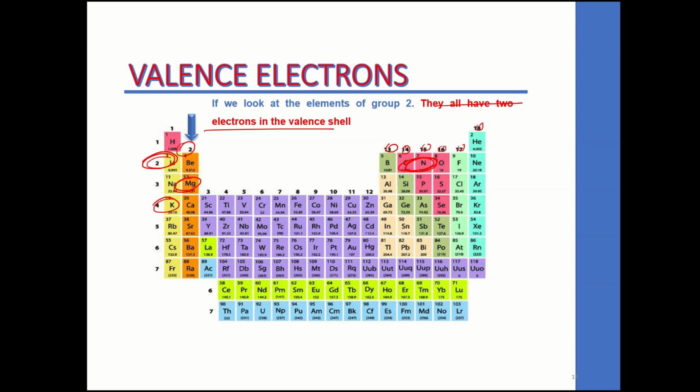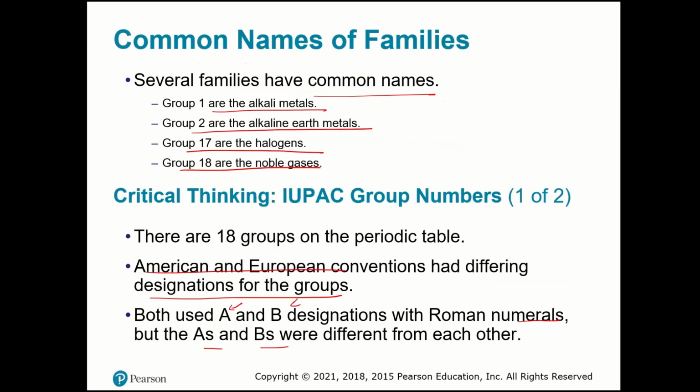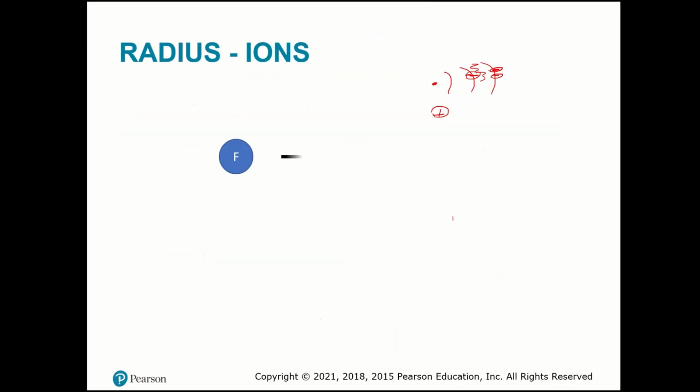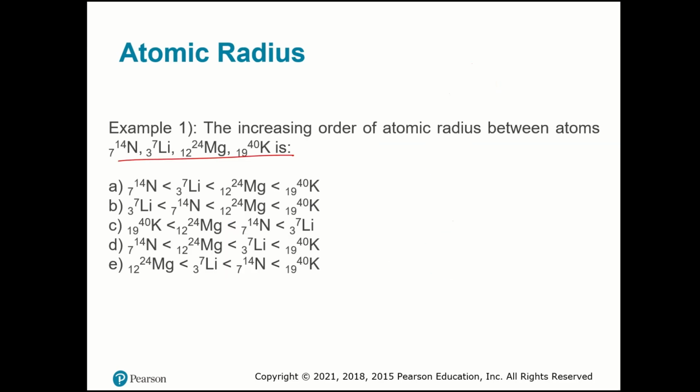If you only have nitrogen, lithium, magnesium. Let's go back to our problem over here. So what do you have here? The biggest one will be potassium, right? So we have all this, and the smallest one will be nitrogen. So we have nitrogen here, and we have potassium over here.